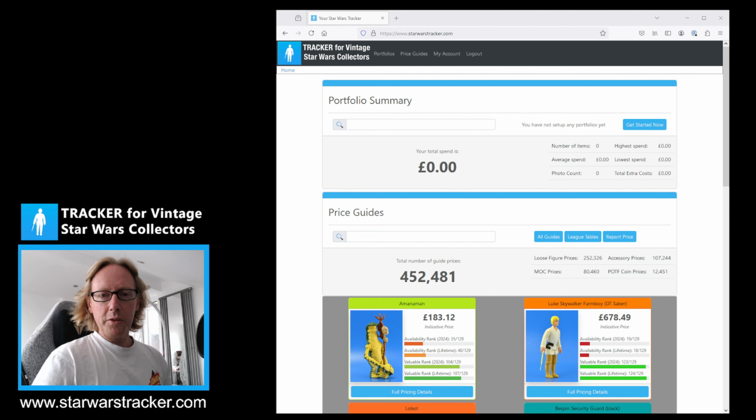So we've gone through a bit of preamble. We've had an introduction to what Star Wars Tracker is. We've created an account. I've gone through some of the settings that you can change about your account. So with all of that out of the way, I think we're ready to actually start looking at Star Wars Tracker properly and having a look at some of the features that are available to you to use.